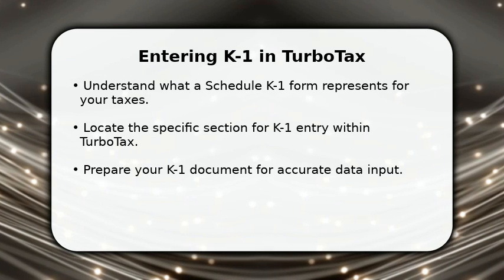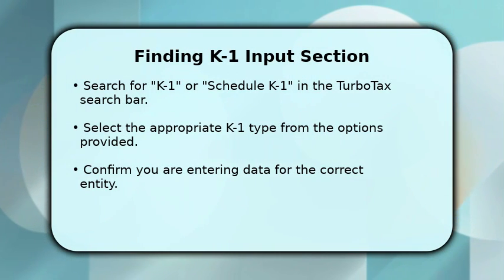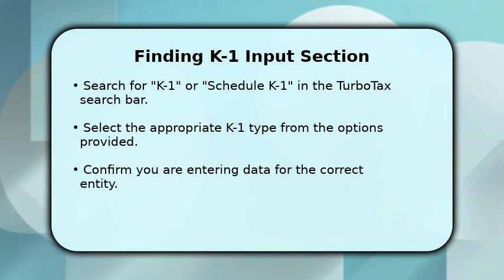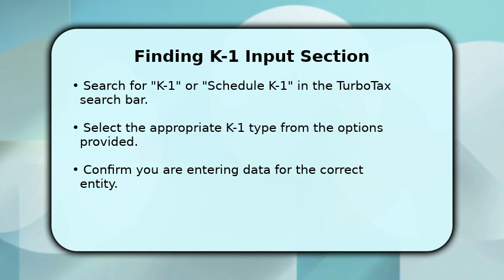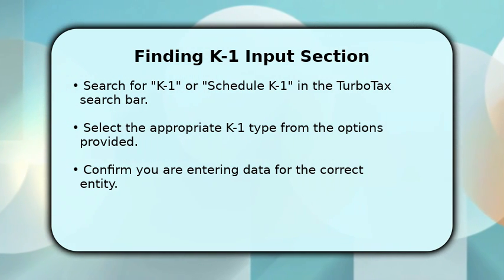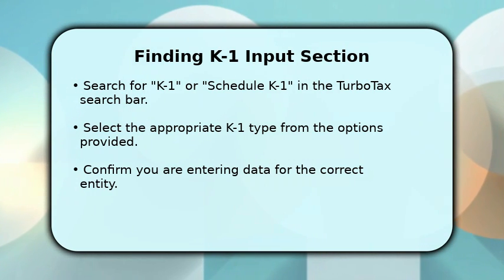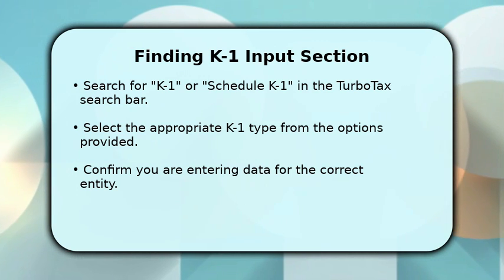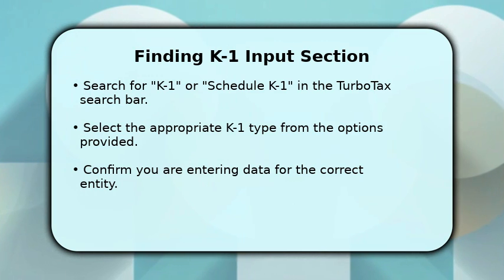Let's get started. Once in the Wages and Income section, use the search bar at the top and type K-1 or Schedule K-1. This will quickly guide you to the correct input area. TurboTax will then ask you to specify the type of K-1 you have, such as from a partnership, S-corporation, or trust. Make sure to select the option that matches your document. This ensures the program categorizes your income correctly for accurate tax calculation.